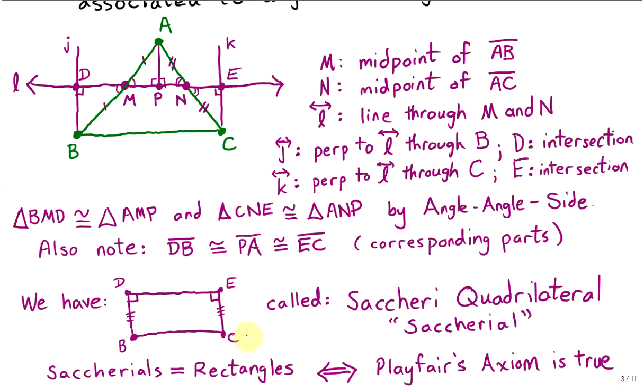The resulting figure in neutral geometry is called a Saccheri quadrilateral, or a Saccheri for short. Now, Saccheris are sometimes rectangles. In particular, Saccheris are rectangles exactly when Playfair's axiom is true. So, in Euclidean geometry, we call a Saccheri a rectangle. However, in hyperbolic geometry, where Playfair's axiom is false, a Saccheri is never a rectangle. A Saccheri is a figure with exactly this set of properties.